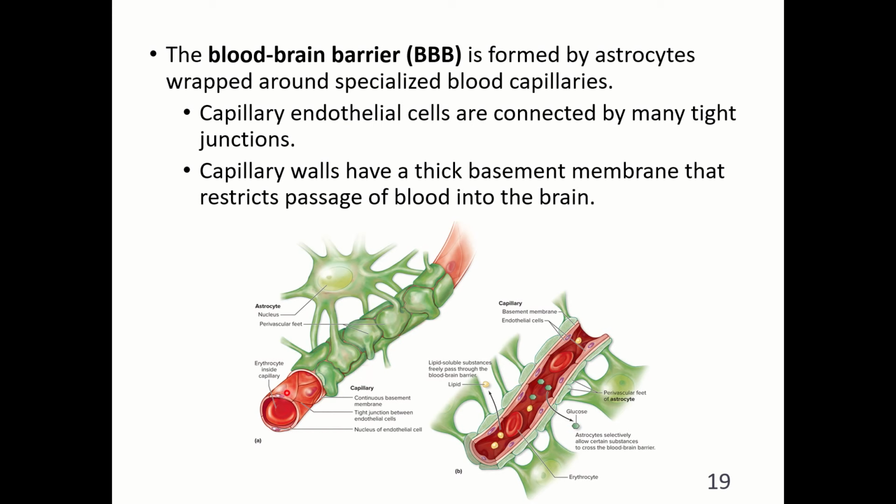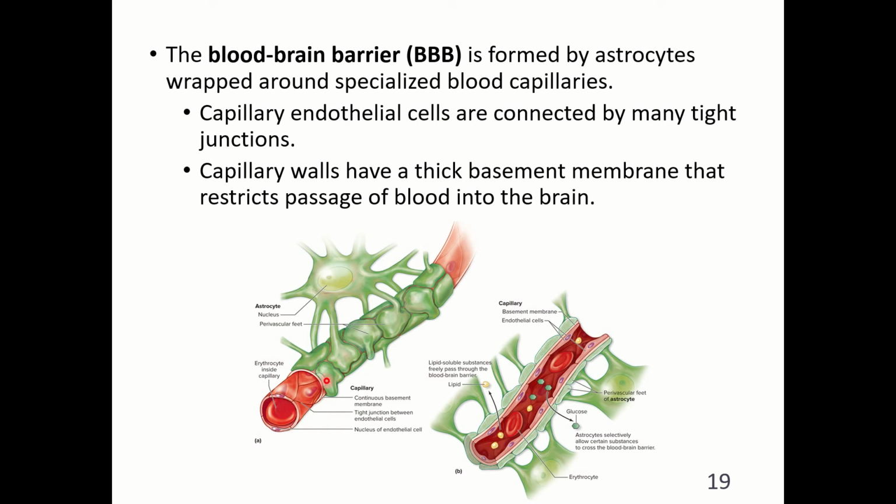The capillaries in the blood-brain barrier are connected by many tight junctions. The cells here are connected. Generally, capillaries are pretty leaky so that they can leak gases and nutrients into tissue fluid, but that's not the case in the blood-brain barrier. The epithelial cells of the capillaries are bound tightly together.